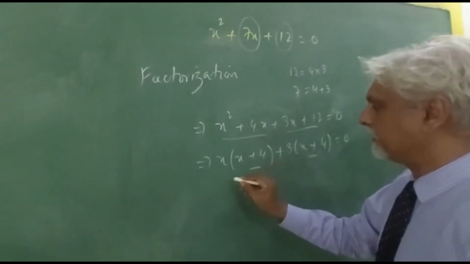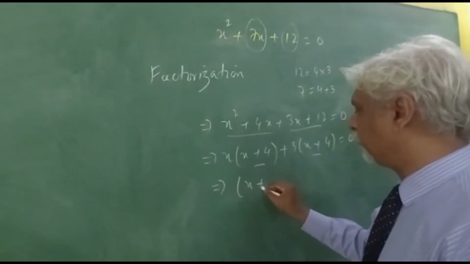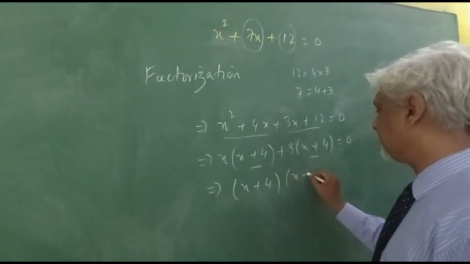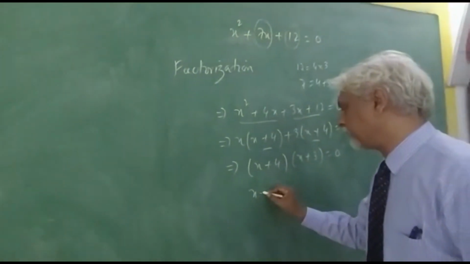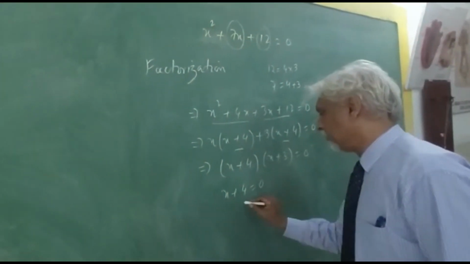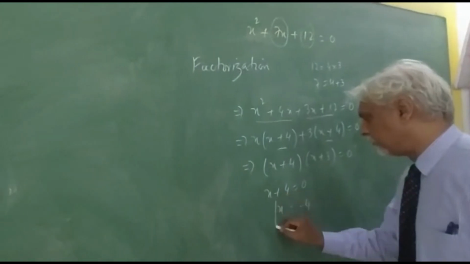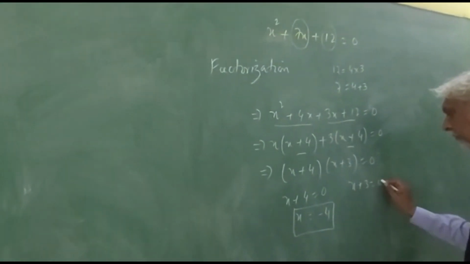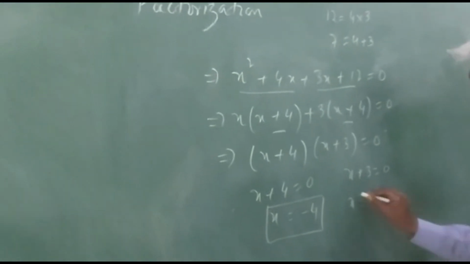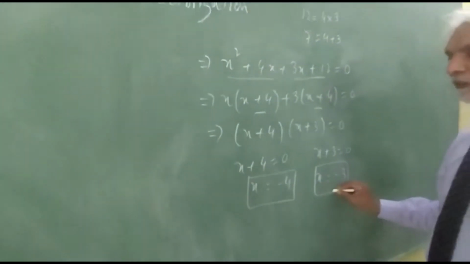Now the factors you can see over here, which are repeated, x plus 4 and x plus 3 equals 0. So you have two cases. This you already know: x plus 4 equals 0, so you'll get x equals minus 4, one of the factors, and over here, if you take x plus 3 equals 0, you'll get x equals minus 3. These are the two values of x we have got.